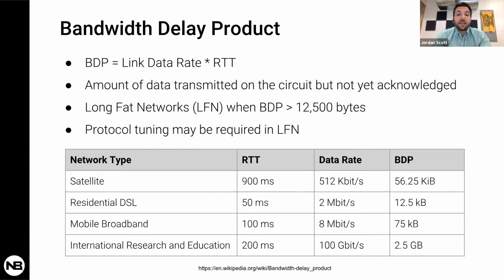The amount of data sent by the source on the circuit but not yet acknowledged is called bandwidth delay product. This value can be easily calculated by multiplying the data rate of a link by its round trip time. So to summarize, to achieve maximum bandwidth on a link, the TCP window size should correspond to the bandwidth delay product. Most network connections don't require any special tuning of the TCP protocol, though. However, in the case of long fat networks where the BDP is larger than 12,500 bytes, some tuning may be required, like support for the TCP window scale option.